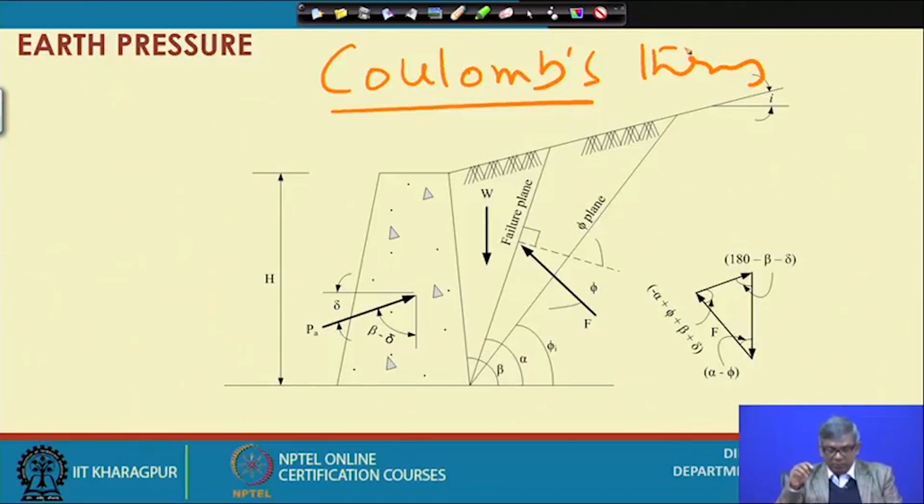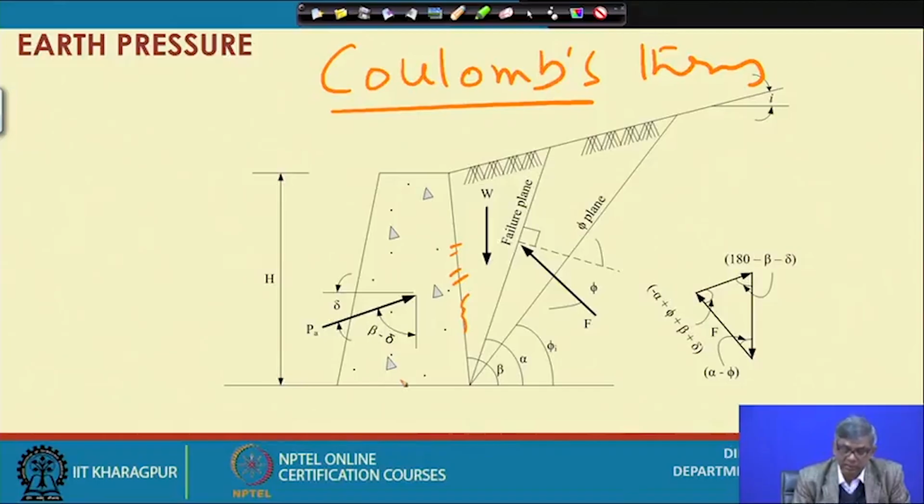Why is it very much general? You can see the wall need not be vertical. Most of the time in an actual retaining wall, particularly a gravity retaining wall, it will never be vertical. It will be inclined. So an inclined back face of the wall can be considered, friction between the wall and the backfill also can be considered, and any slope of the backfill can be considered. So this is the generalized Coulomb theory.